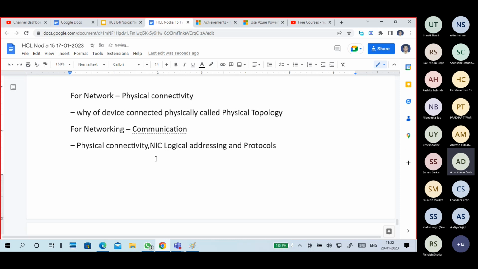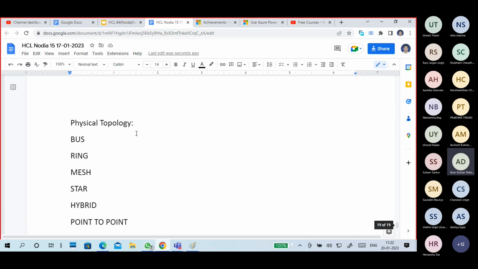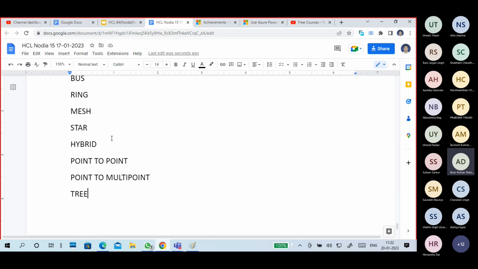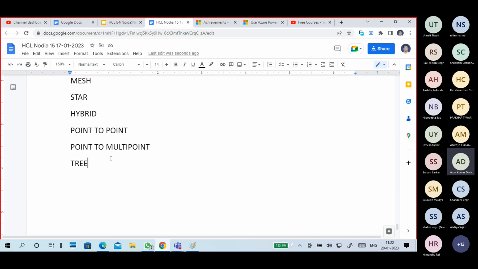I am adding one more thing, that is the NIC here. I will tell these things also. First, I want to tell about physical connectivity, meaning physical topologies, the way of device connectivity. These are the physical topologies.